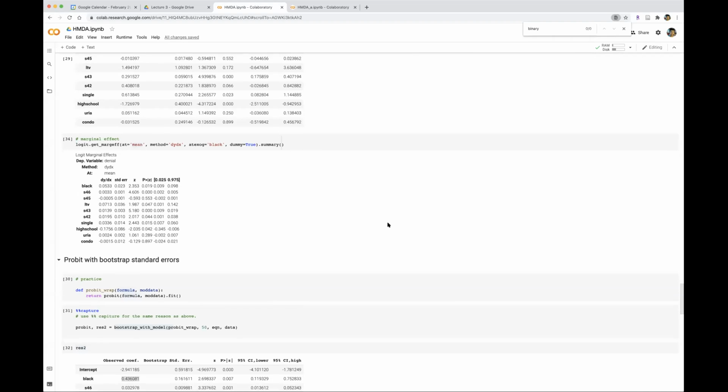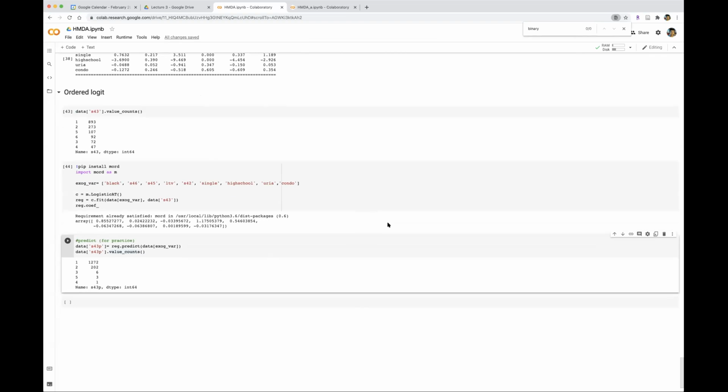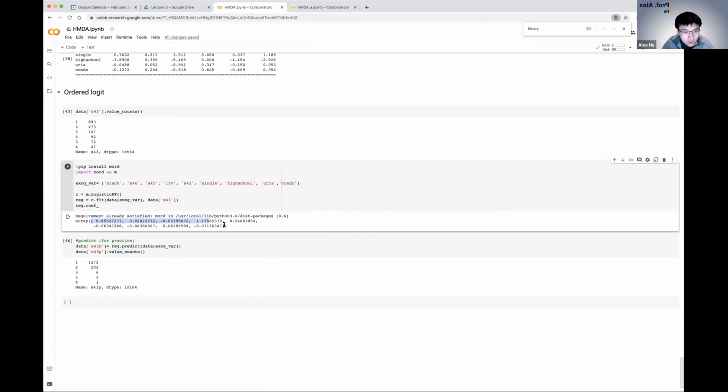Yes, Professor. Can you share your screen again? I'm just asking about the coefficients you get from the ordered probit. There are 6 categories, so which category do those coefficients stand for? Oh, you mean these coefficients? That's a great question. Because it is ranked, when the coefficients are positive, it just means that you're more likely to be in the higher ranked categories.